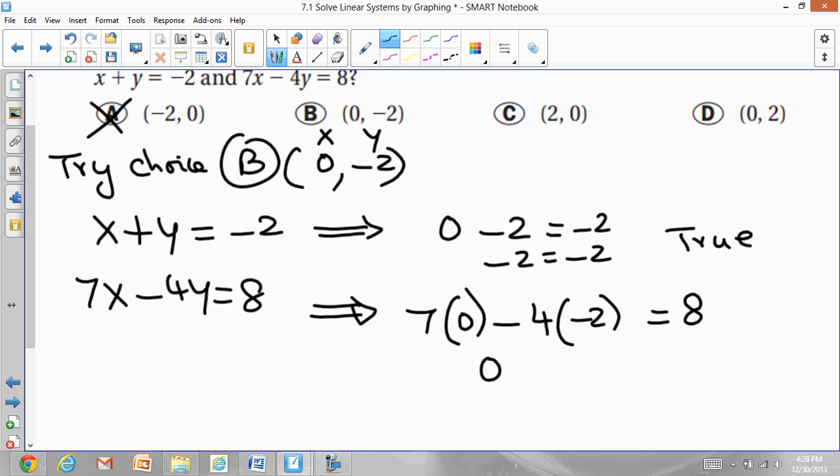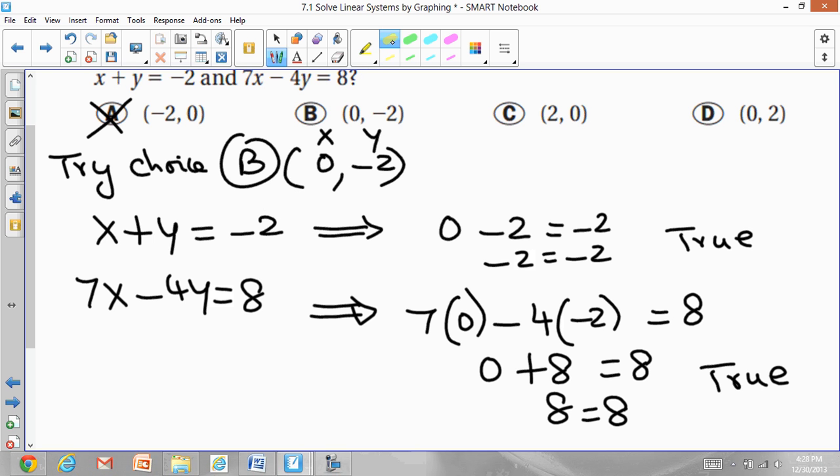7 times 0 is 0. -4 times -2 is positive 8 equals 8. 8 is equal to 8, and this is also true. So this point works for the first equation and for the second equation. Therefore, my answer choice in this case is B.